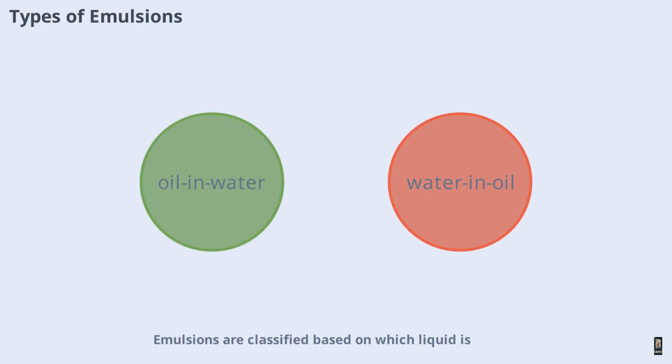Emulsions are classified based on which liquid is the dispersed phase and which is the dispersion medium. The two main types are oil in water (OW) and water in oil (WO) emulsions. In OW emulsions, oil droplets are dispersed in water, while in WO emulsions, water droplets are dispersed in oil. Each type has distinct properties and uses, especially in food and skincare products.